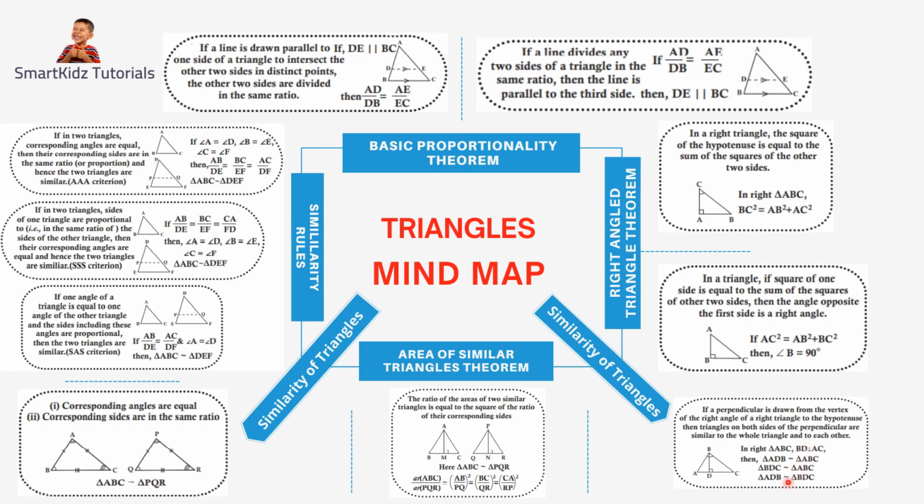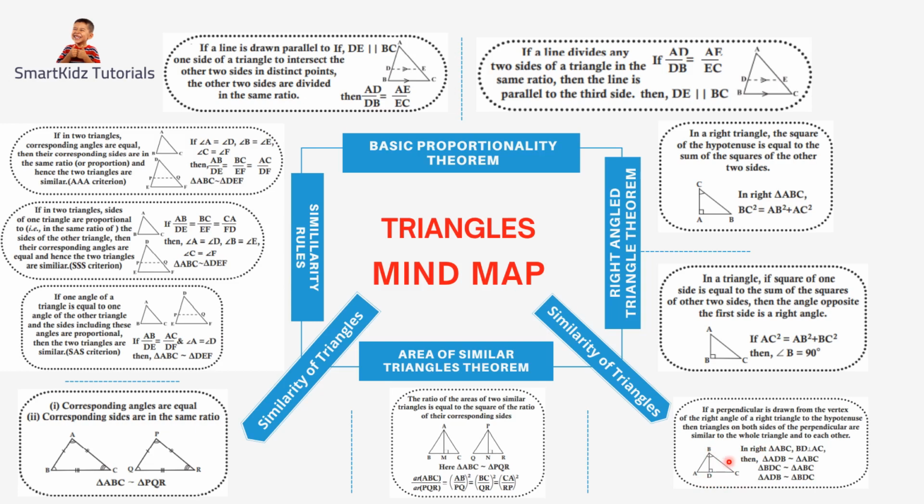We have this triangle ABC, and we have BD perpendicular to AC, and also this triangle ABC is right angled at angle B. So what this theorem says is that if a perpendicular is drawn from the vertex of the right angle of a right triangle, so triangle ABC is here, right angled at angle B, and we are drawing a perpendicular from this B, which is right angled, then BD becomes our perpendicular over here.